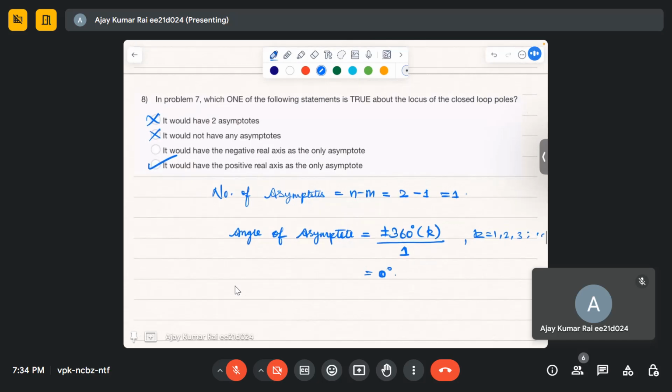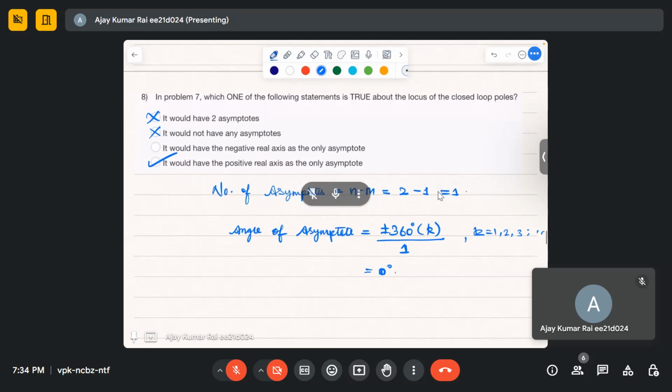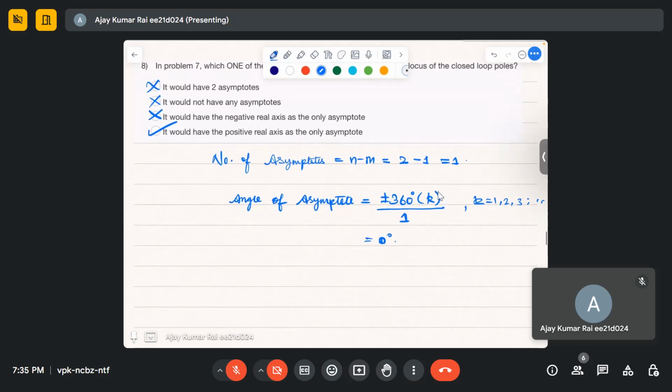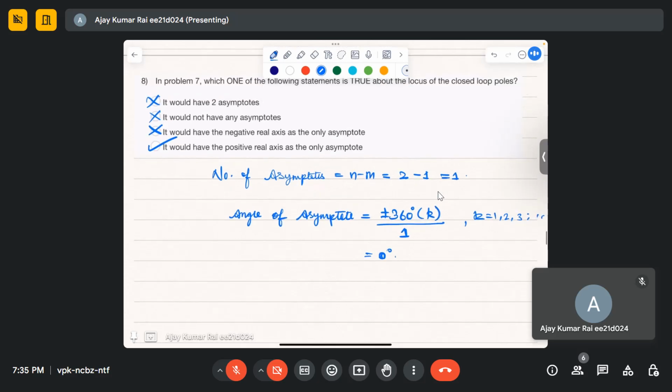Plus minus 0 is 0. We have to consider only one asymptote. So you'll finally make the root locus and you'll see why this is true. From here also we can say, since the angle of asymptote is 0 degree, it has positive real axis as the only asymptote. And if you calculate the center, so why do we have to calculate the center?